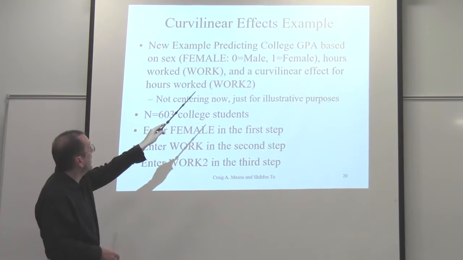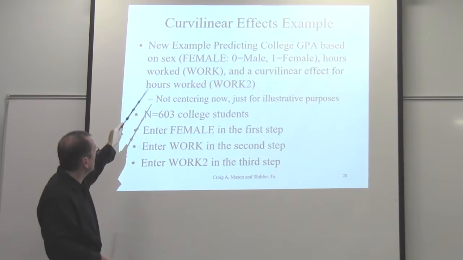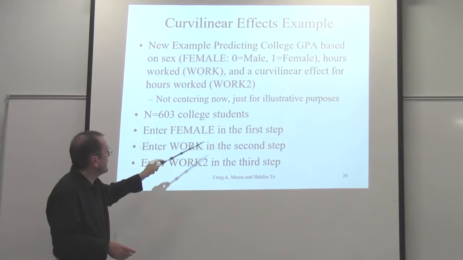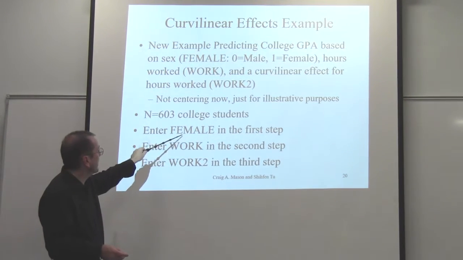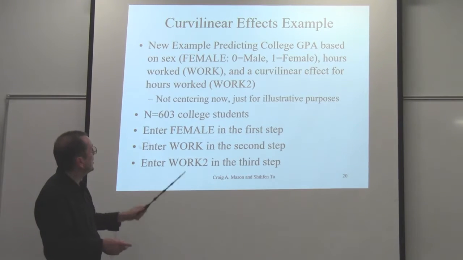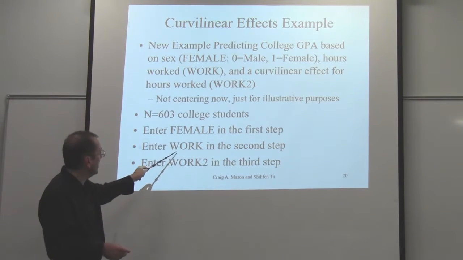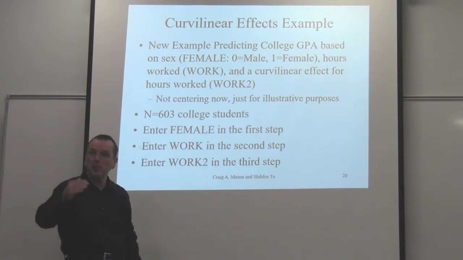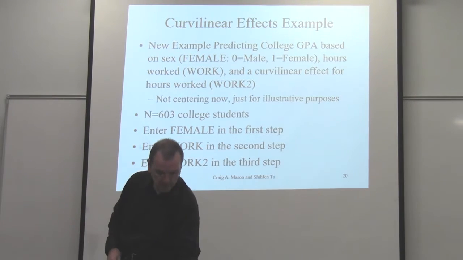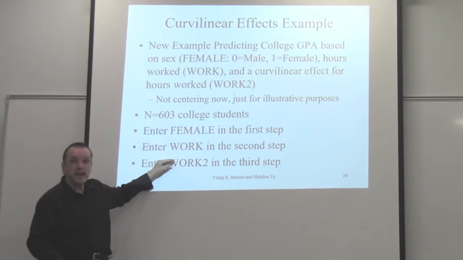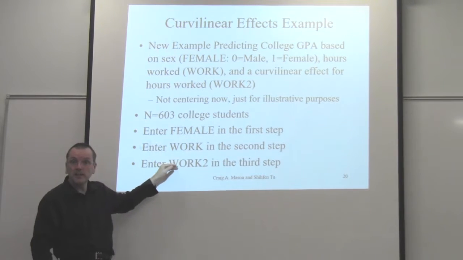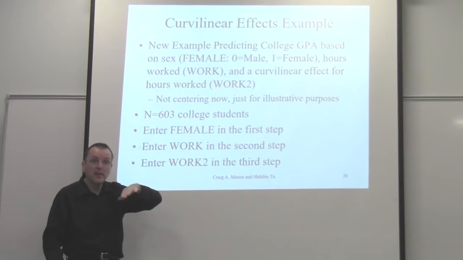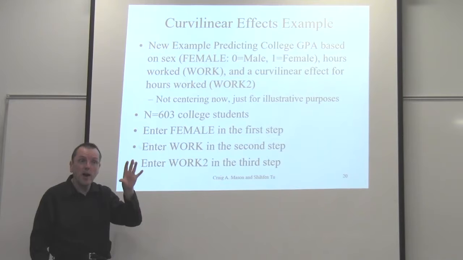So now we're looking at college GPA. It's kind of a new example. We have 603 college students. We're going to enter our sex variable, female, coded 0, 1. Males are 0, females are 1. We're going to then enter work, and then we're going to enter work squared in the third step. So we're approaching it step by step. Just like we needed to test the interaction all on its own and see the change in R squared, we need to enter the curvilinear effect on its own so that you somehow isolate it.